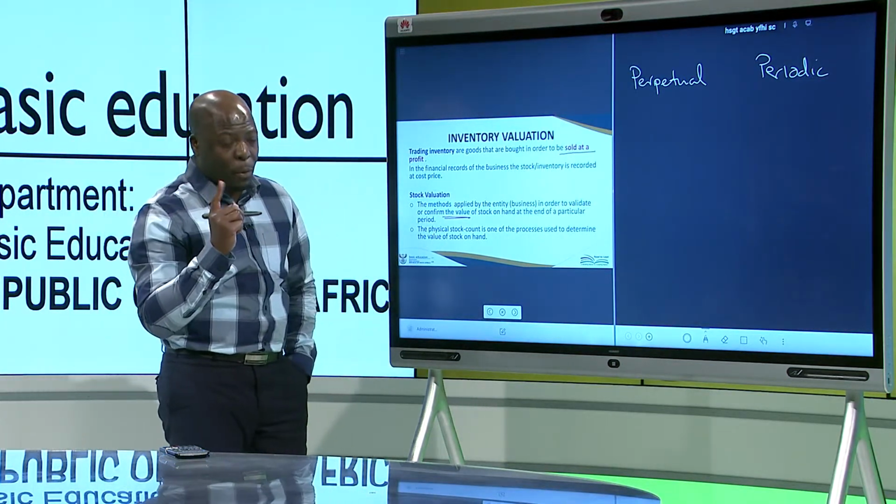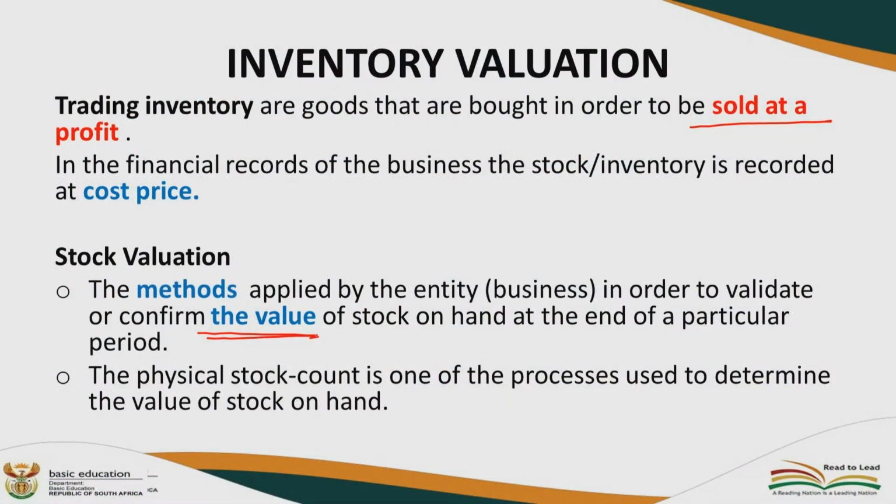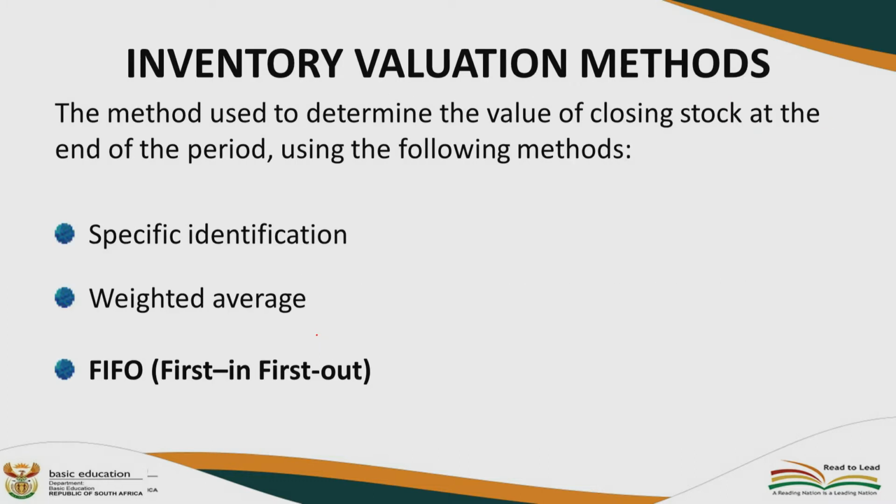Here's our main key point: the value of stock on hand at the end of a particular financial period. Okay? We can do this using the physical stock taking. But when you use a particular inventory method, we're able to determine the value of closing stock at the end of the financial period. Now, in our matric syllabus, boys and girls, very important that you note, we have three inventory valuation methods.